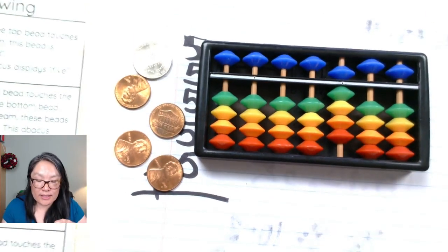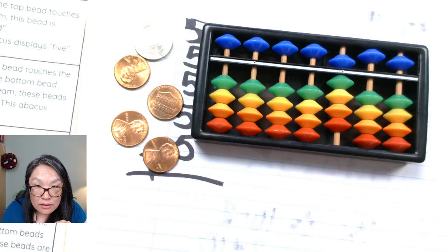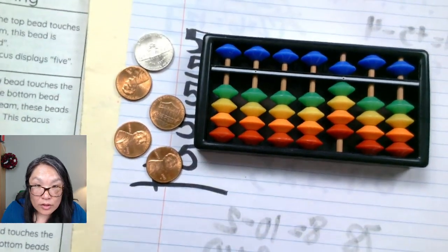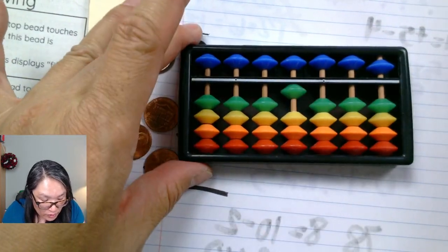I don't know if you guys can see that. So what we're doing is we're learning how to read the abacus. So then after 9 is 10. How do I know what's after 10?